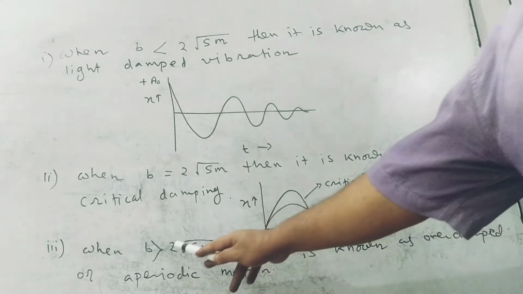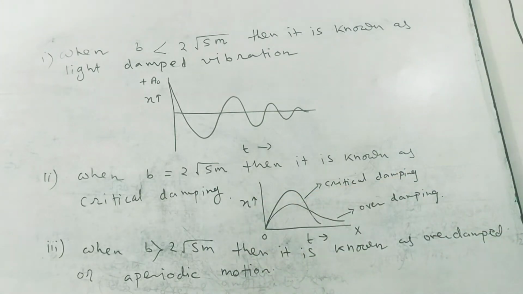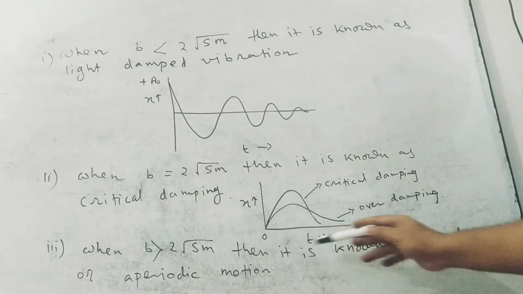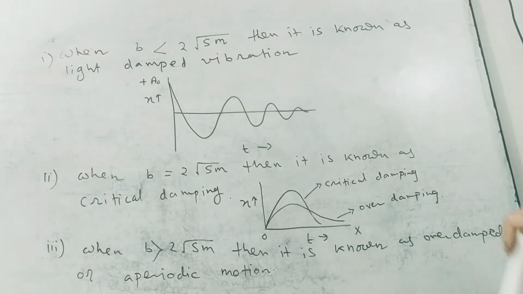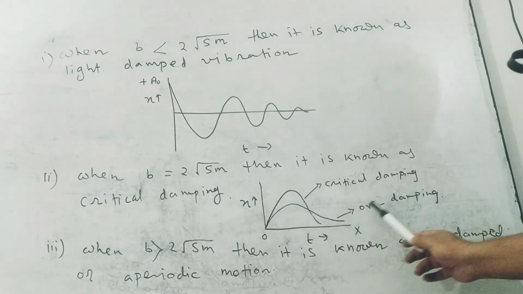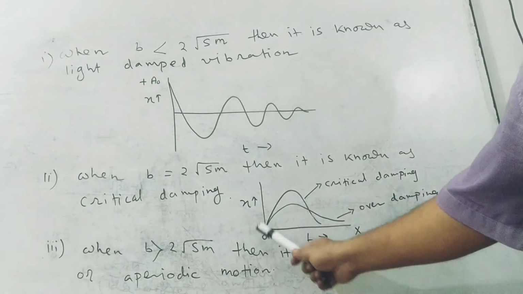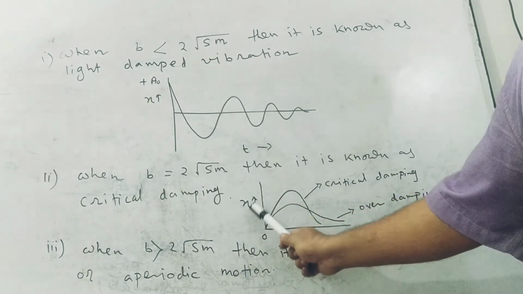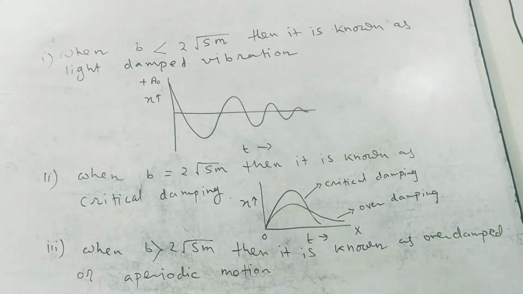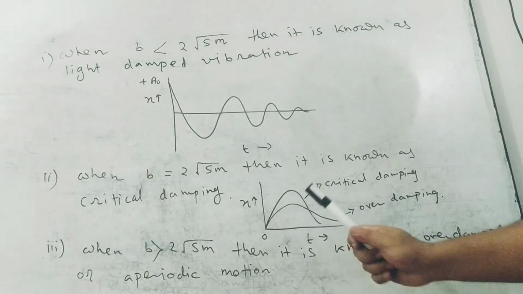When b is greater than 2 root over of sm, that is when the damping force is very high, then it is known as over damped motion or aperiodic motion. This graph shows the over damped motion. Along vertical line, we plot the amplitude of the particle, and along horizontal line we plot the time.